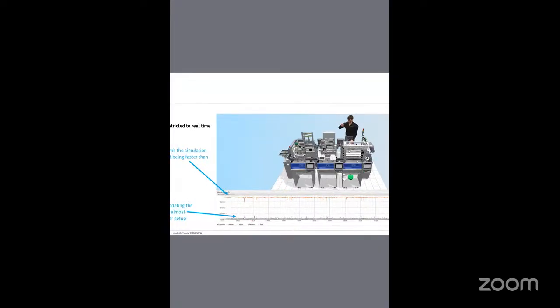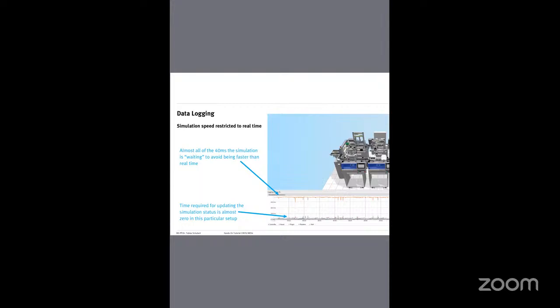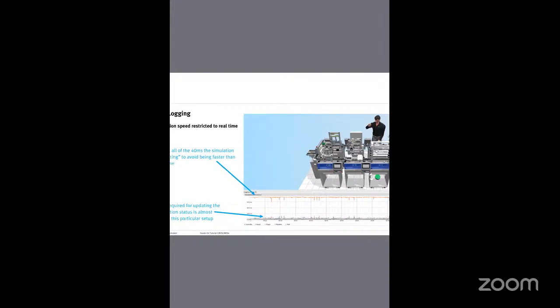Okay, now this is showing data logging in real time. Here the simulation is in real time mode. So the simulation increment is 40 millisecond, and the computer is very fast. So it will take very less time to update the simulation. So for the remaining time, Ciros will wait.